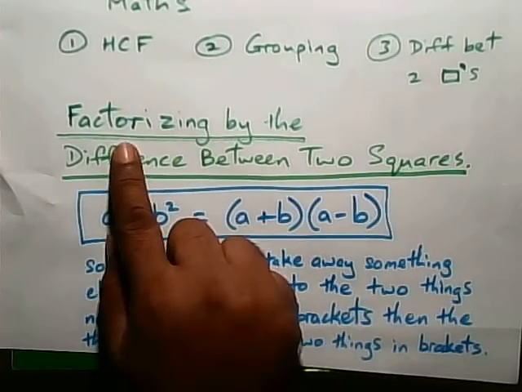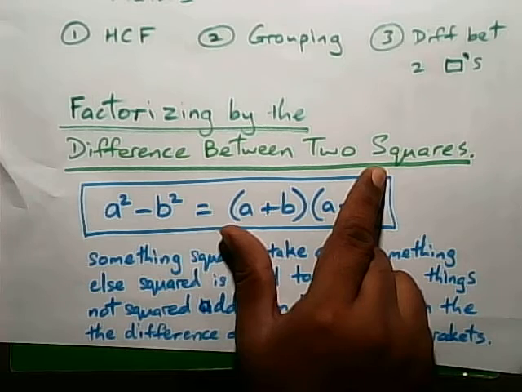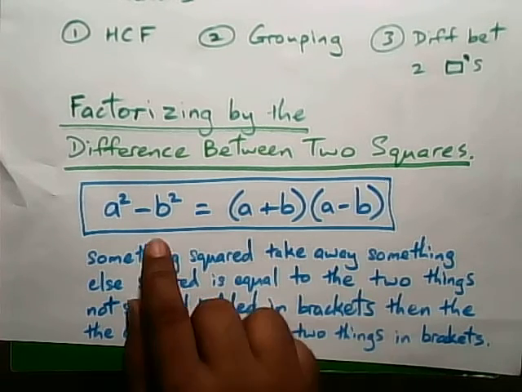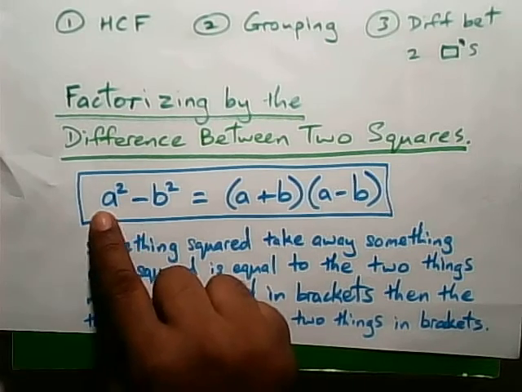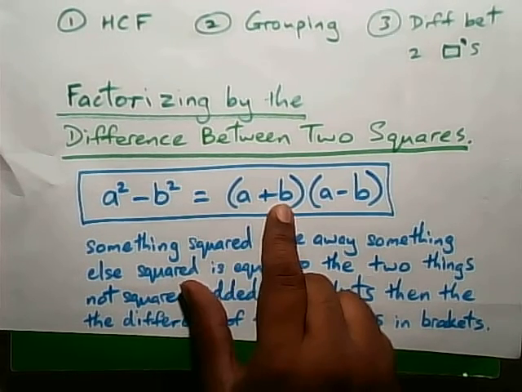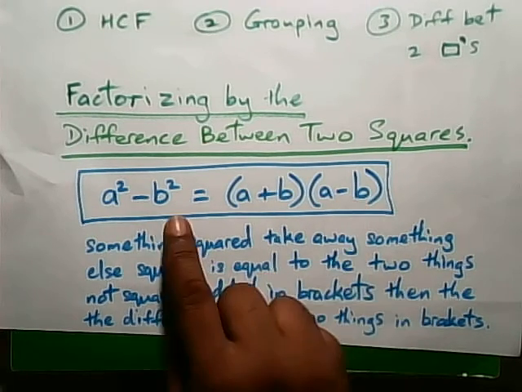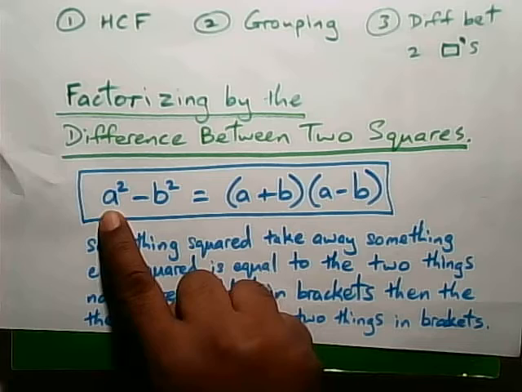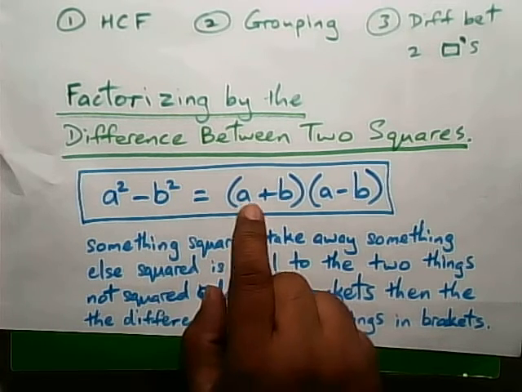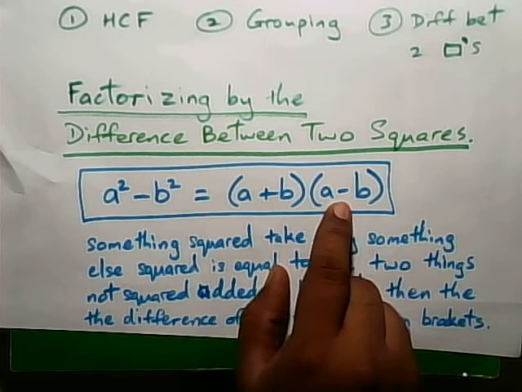So here it is. Factorizing by the difference between two squares. If you want to factorize using this method, you need to memorize this formula. A squared minus b squared is equal to a plus b in brackets, then a minus b in brackets. Let's look at the pattern here. We have something squared, take away another something squared. You get the two somethings added, and then the two somethings take away.